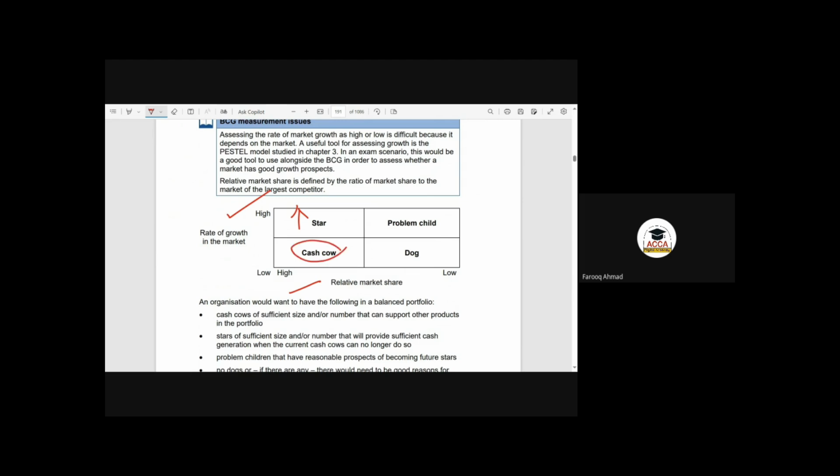A cash cow is where they don't have many expenses. They have a high market share and low market growth. So this is a cash cow. It's a good type of business.